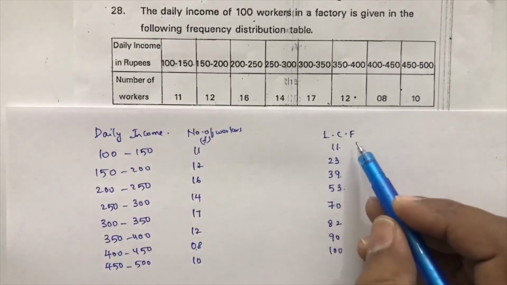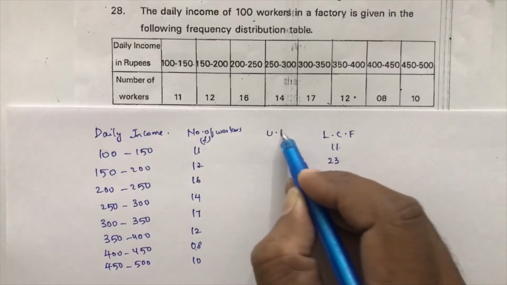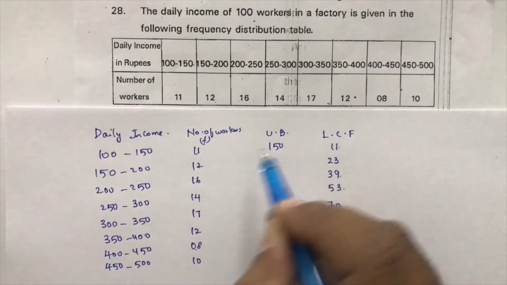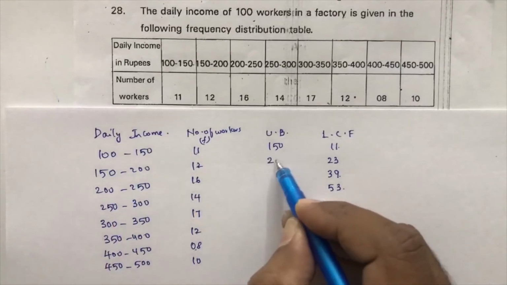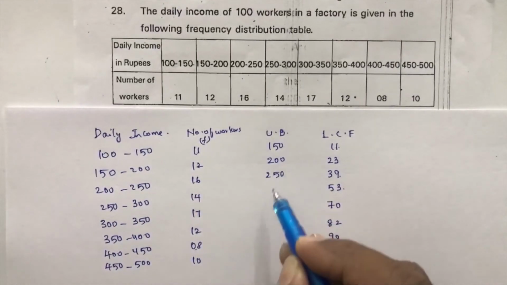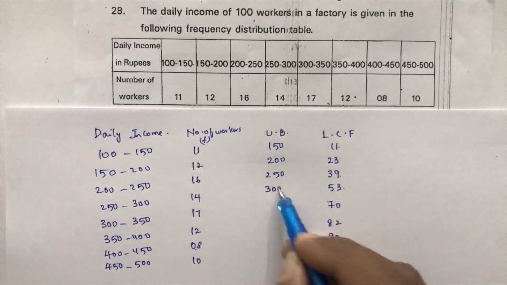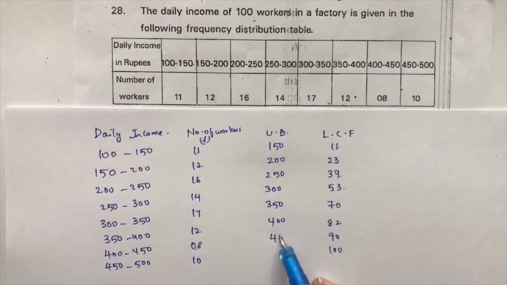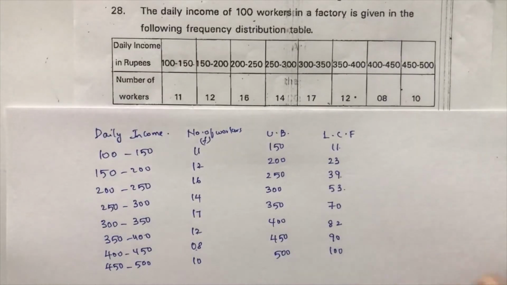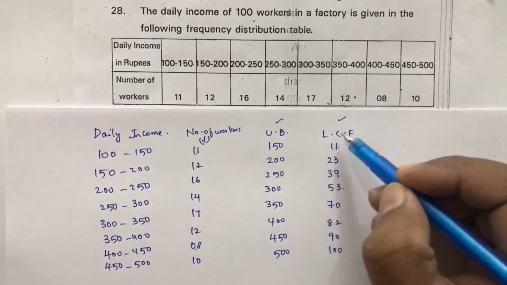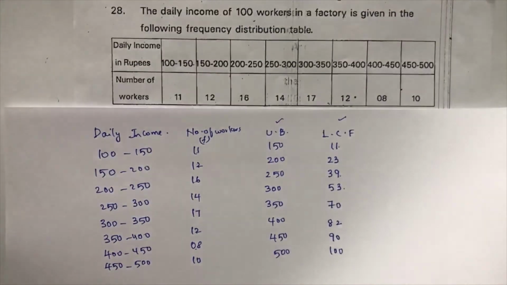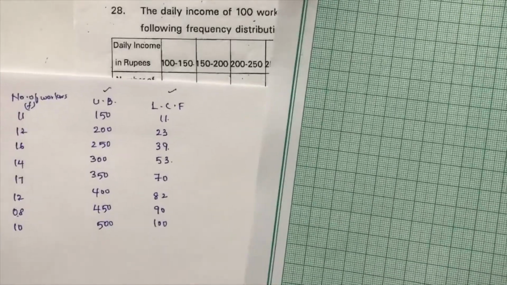To draw the less than cumulative frequency ogive, we'll use upper boundaries. These are lower boundaries, and these are upper boundaries: 150, 200, 250, 300, 350, 400, 450, 500. Now in the graph we need to plot these two values, upper boundaries and less than cumulative frequency, to get the median. So I'll draw.